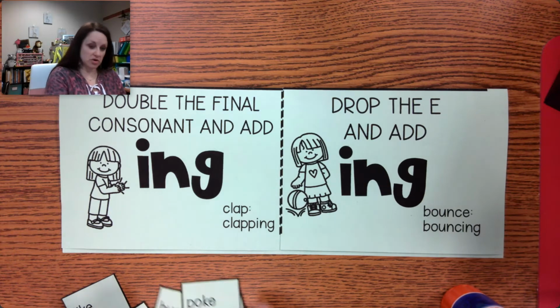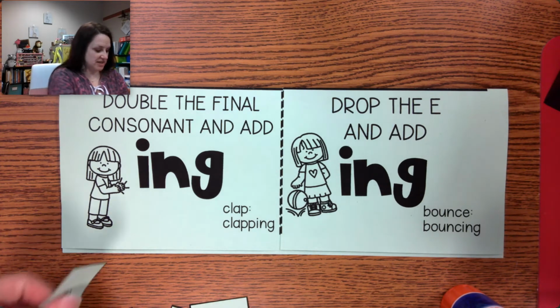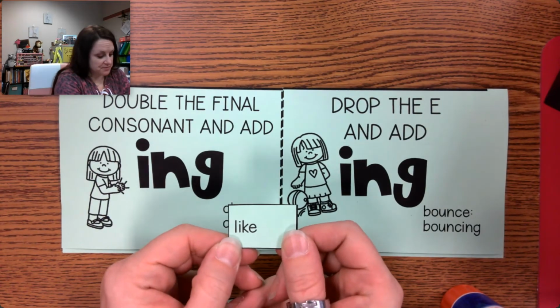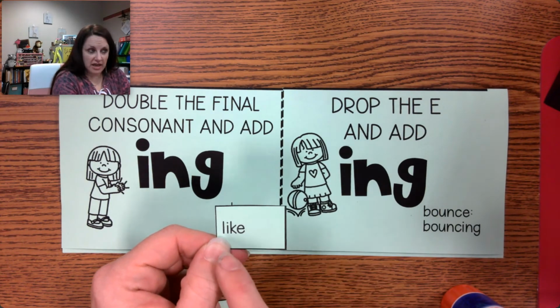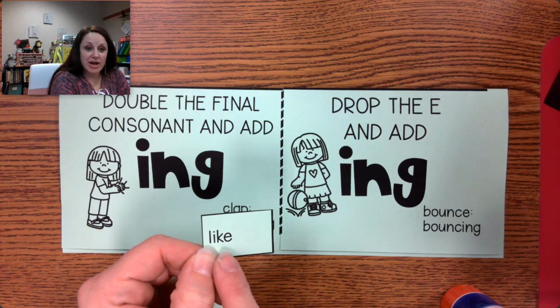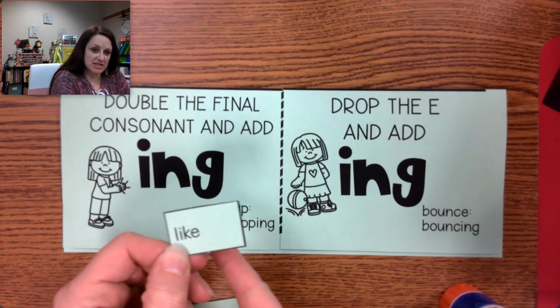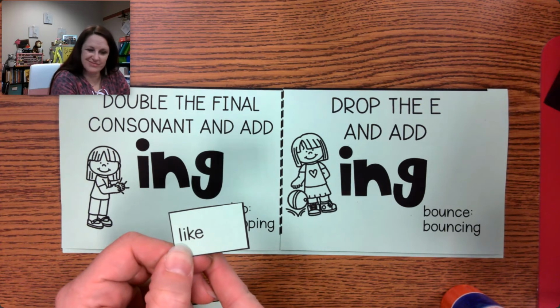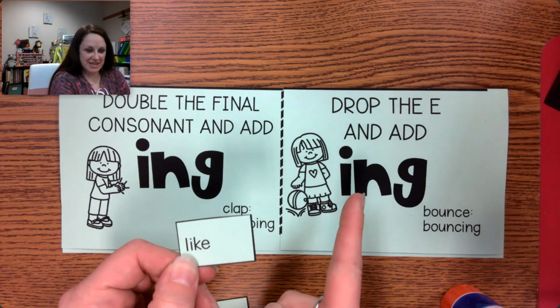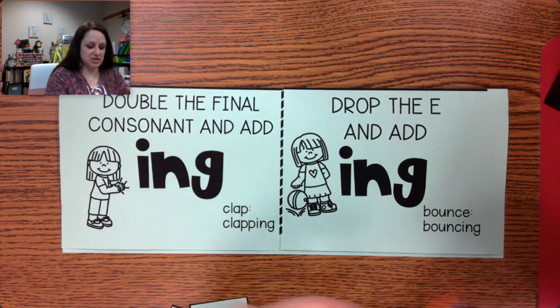So let's go through some of our words. I'm just finding this first one. Now let's look at the word like. L-I-K. Ooh, what's that last letter? E, very good. So, is this going to go on double the final consonant? I don't think so. It's going to go on drop the E. Very good.